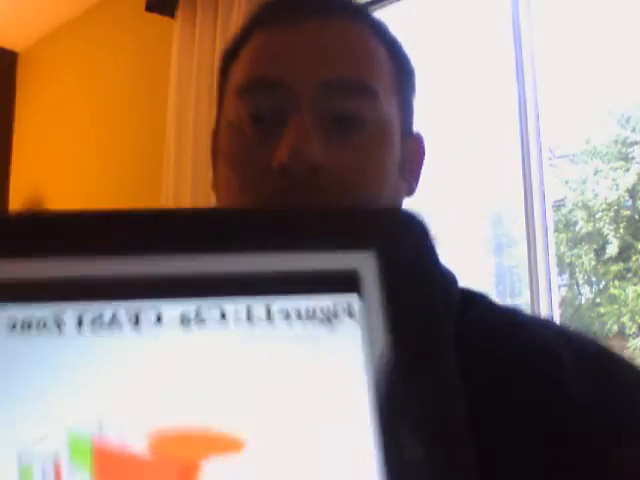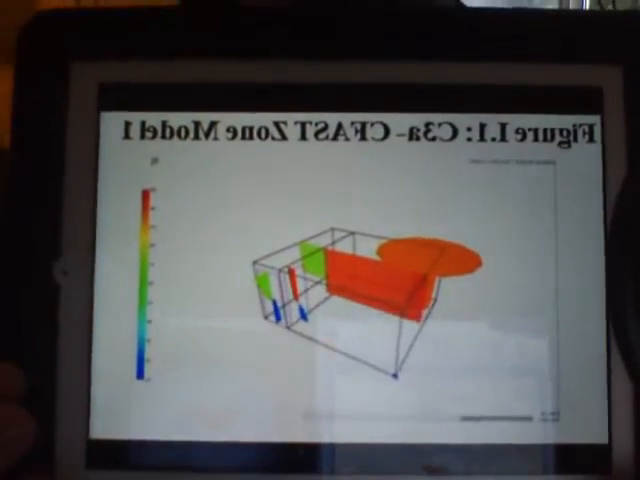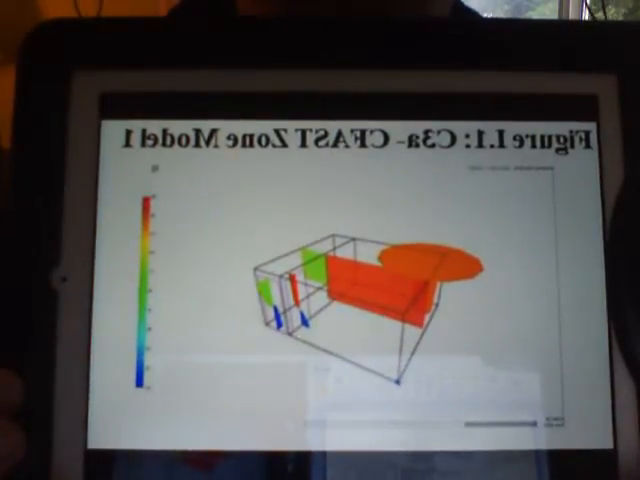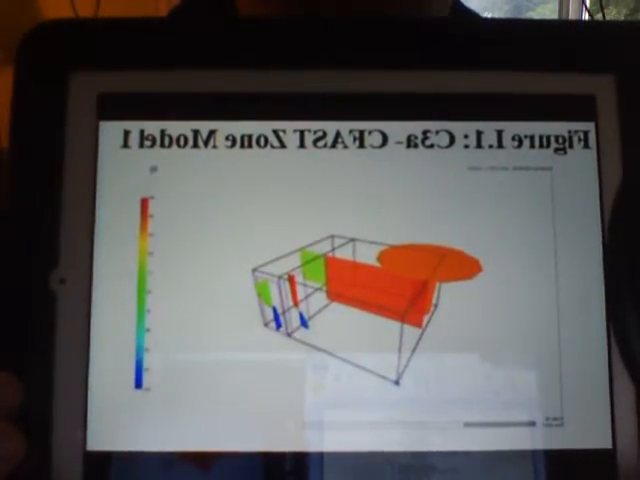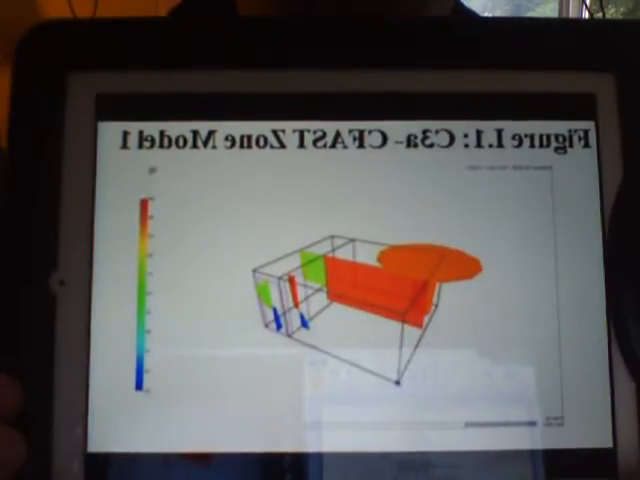Let me show you what the CFast model actually produced for this and how my model ended up looking. As we look at this model here, you can see the fire, which would be in the back left-hand corner of the room. I tried to make this as close to the actual burn as possible. You can see the vents in the front there. You can see the hallway, which would be off to the left, and the doorway leading into the hallway, both venting there.